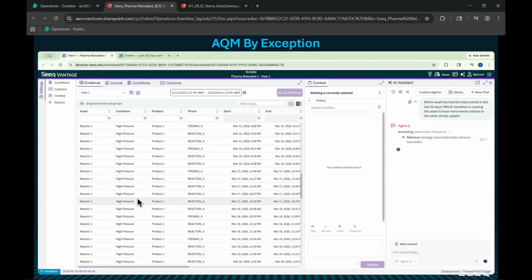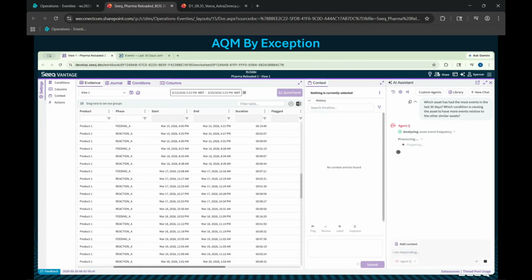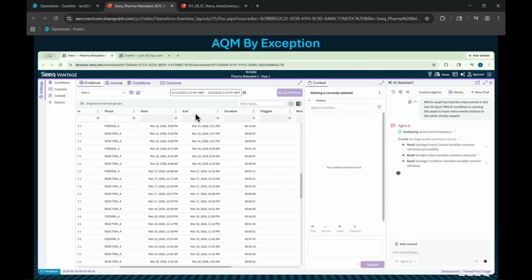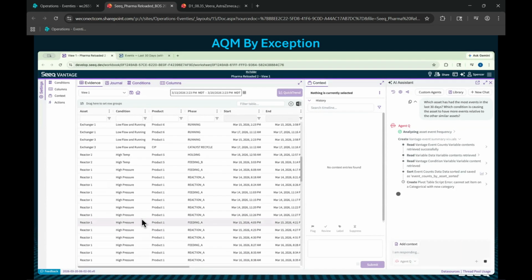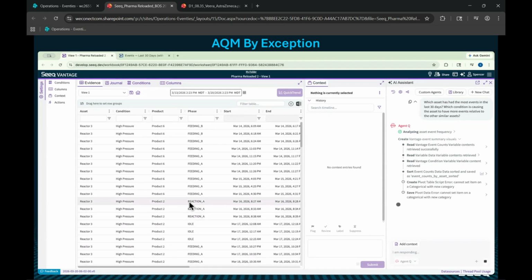We have a lot of assets. We have reactors, exchangers. We have different conditions in there, things like high pressure events, high temperature events, whatever it might be. We have some other data in there, like when did the events start, when did they end, what's the duration. And then we also have some other very process-specific data in there.